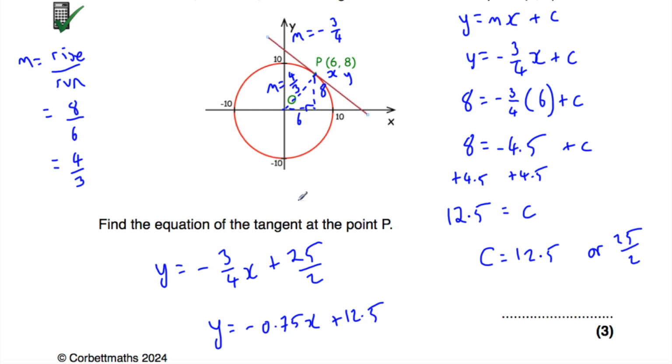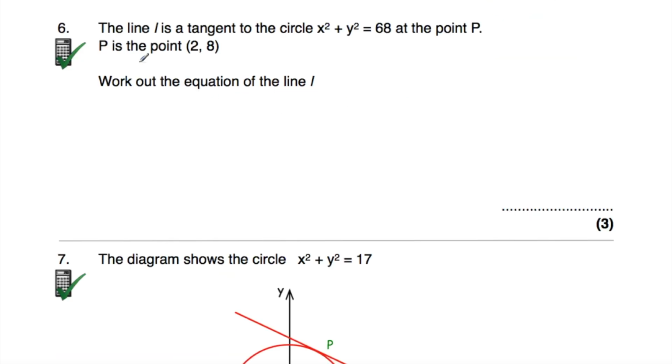Okay, let's look at our next question, question number 6. Question number 6 is: the line L is the tangent to the circle x squared plus y squared equals 68 at the point P, and the point P has coordinates (2, 8). We've been asked to work out the equation of the line L. Okay, so let's do that. First of all, I'm going to do a little sketch. Now, you don't have to do a sketch here, but I'm just going to do one.